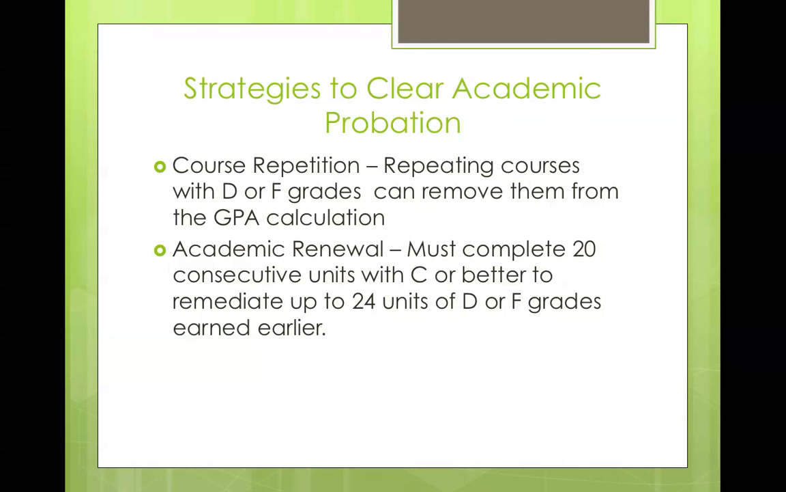You can also do academic renewal, and that is for classes that you have not repeated or you're planning not to repeat. Those are classes that you do not need. You took it, you weren't aware, you just enrolled in it, and then later you found out that you don't need it, but you also have a substandard grade in these classes. So there's something called academic renewal. You must complete 20 consecutive units with C or better to remediate up to 24 units of D or F grades earned earlier.